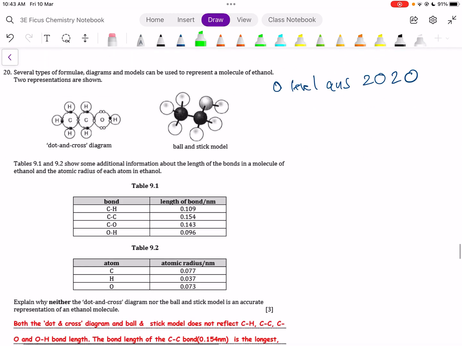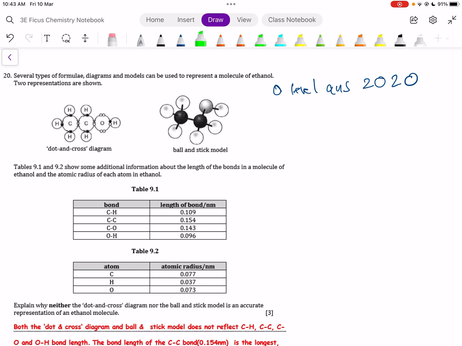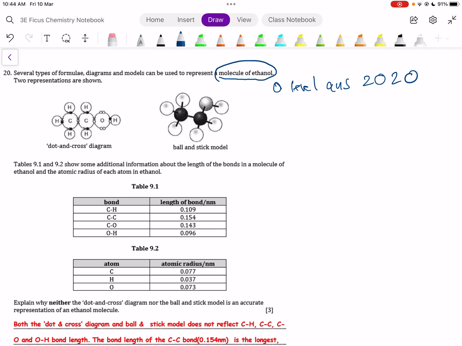Then let's look at the next one, on your ball and stick model and dot and cross diagram. This one is very interesting. I think it's a 3 marks question. You have a dot and cross diagram, and ball and stick models to represent a molecule of ethanol, so these are all simple molecules. You are given in the table information about the lengths of the bonds in the molecule of ethanol and the atomic radius of each atom in ethanol.